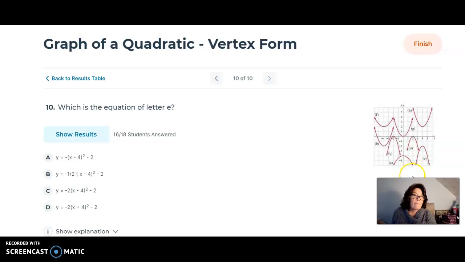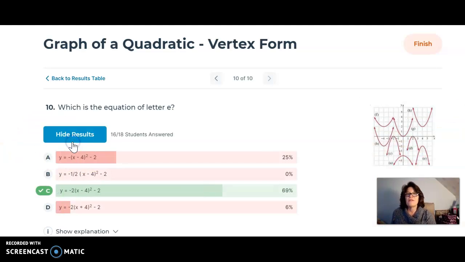Letter E. Where are we, E? Is this E? Shifted to the right 4 and down 2. That looks a little skinny, doesn't it? And when I go down 1 and over 1, I'm not on there. So it's skinny, flipped upside down. I went to the right 4 and down 2. That's why that was letter C. Good job. All you missed was the 2, the fact that it was skinnier, these couple people. This person just thinks, oh, it went to the right 4, so it's +4. Remember, right or left shifts are the opposite of what you think.